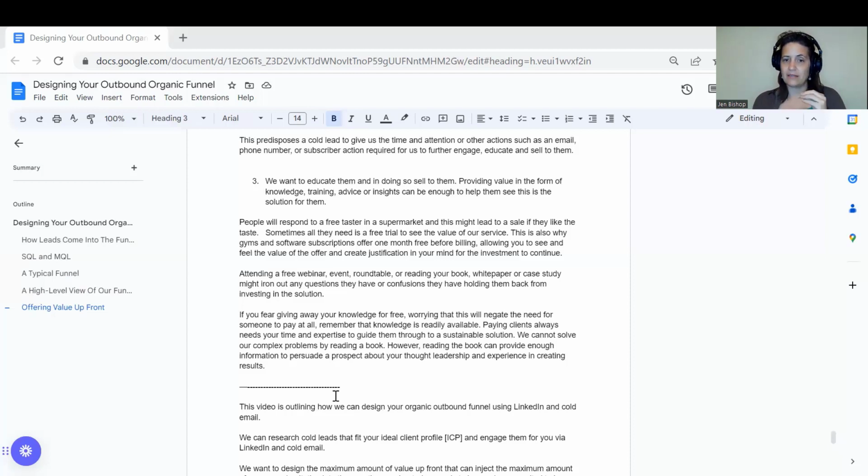Sometimes people just need a free trial, but also they need to experience the value firsthand. So gyms and software subscriptions do this all the time. They give you a 1-month trial or a 2-week trial so you can actually feel the value. And then, of course, you're going to justify the expense. You're going to go away and make sure that it happens, but you're allowed to feel it first.